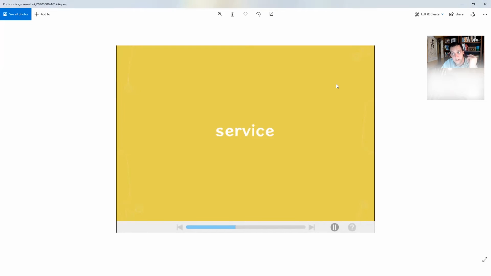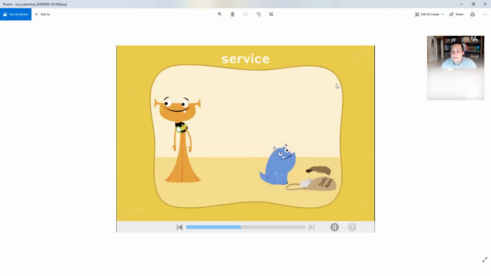Service. This E makes this sound. Service. A service is something that you do. So in this case, they use the blue monster to provide a service, to do something. So this blue monster gives newspapers to others.